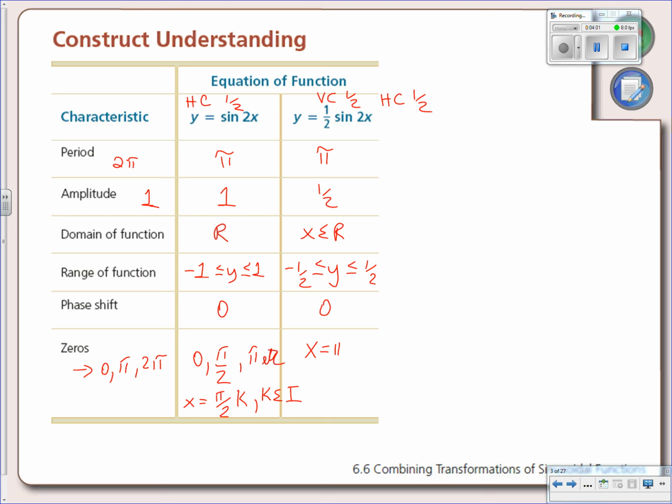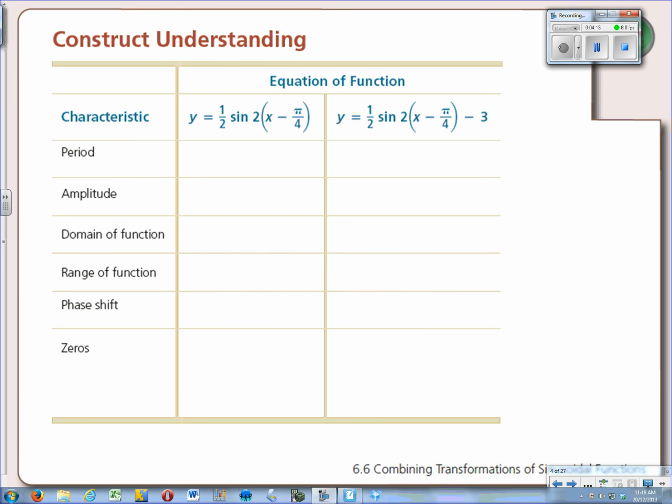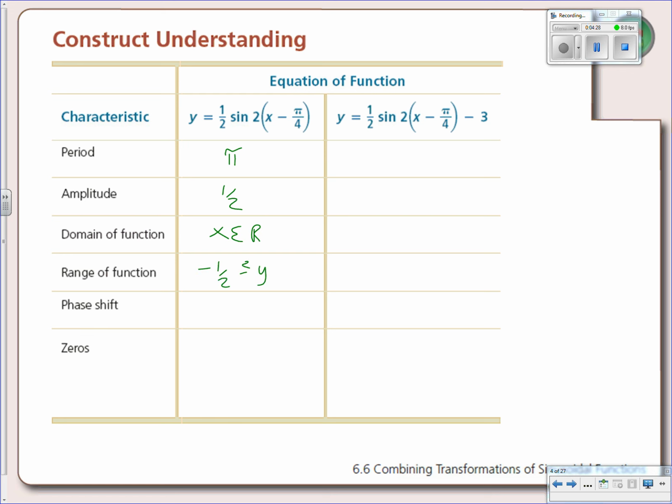Okay, continue on to 1/2 sine 2x minus pi over 4. I'll just put these in here quickly now. Period is still pi. Amplitude is still 1/2. Domain is reals. The range is still between -1/2 and 1/2. But now we have a phase shift because of the c value here. That's a shift to the right, pi over 4. So we say pi over 4 is the phase shift.